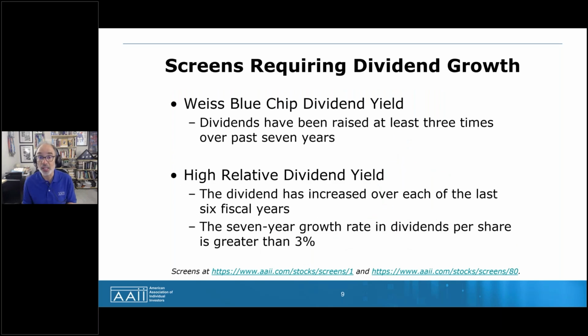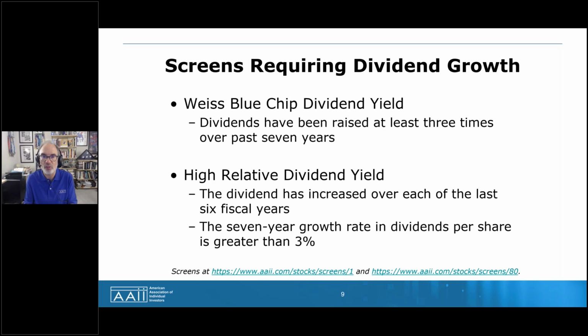And these two screens that are available to all AI members seek out stocks with dividend growth traits. With Weiss, she sought out stocks that have raised their dividends at least 3 times over the last 7 years. Our high relative dividend yield screen is a quantitative screen. It seeks out stocks that have raised their dividend over each of the last 6 years.